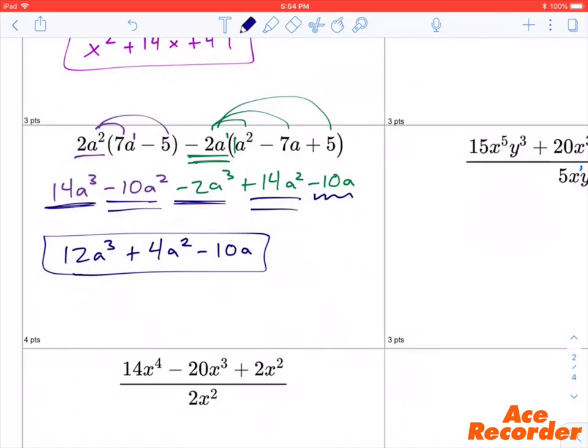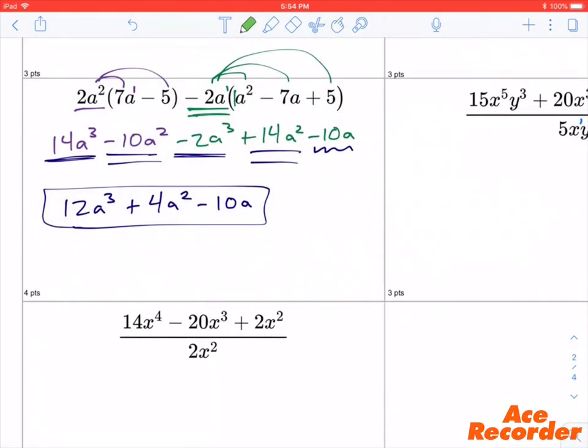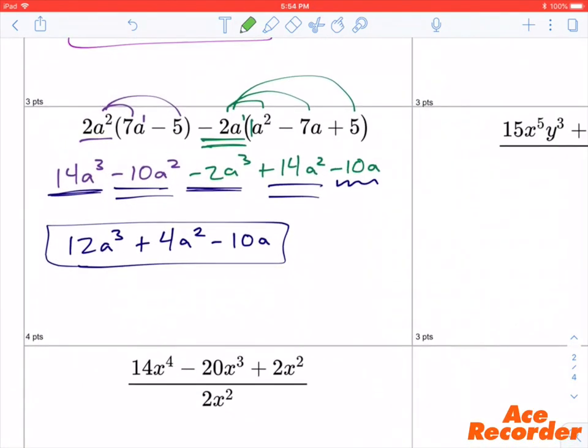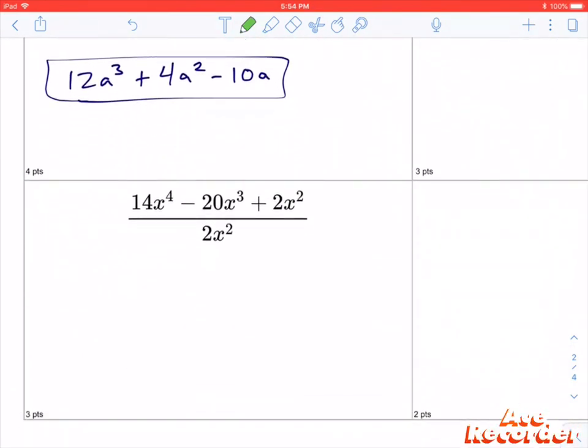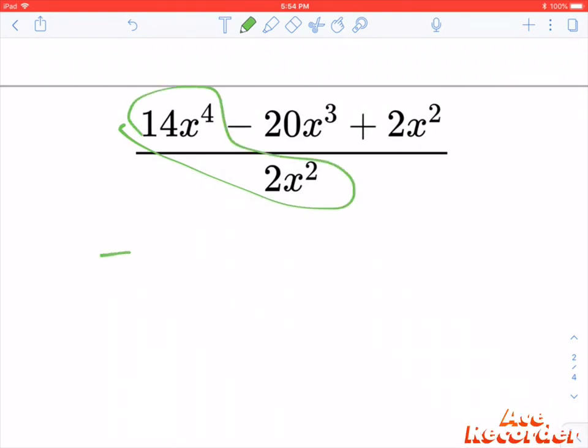And finally, the last one we should have done in class, but if you missed it for whatever reason, here it is again. We need to divide each term by the denominator. So 14 divided by 2 is 7. And remember, you're subtracting. 4 minus 2 is 2. Now we look at the next one. Don't forget about the sign.